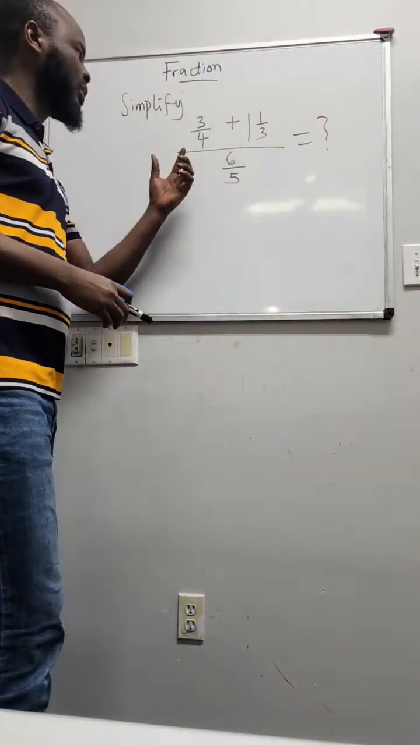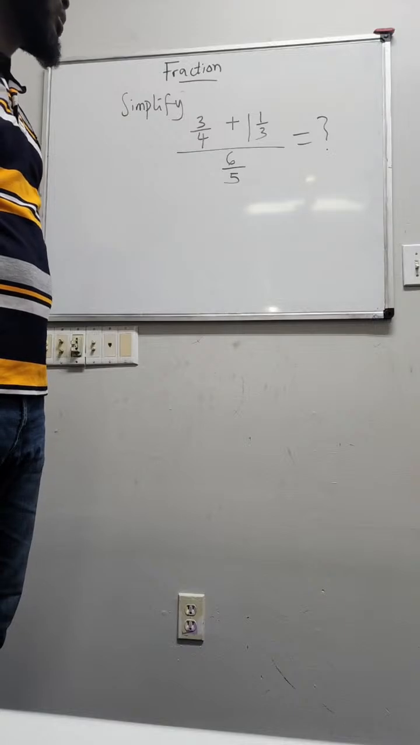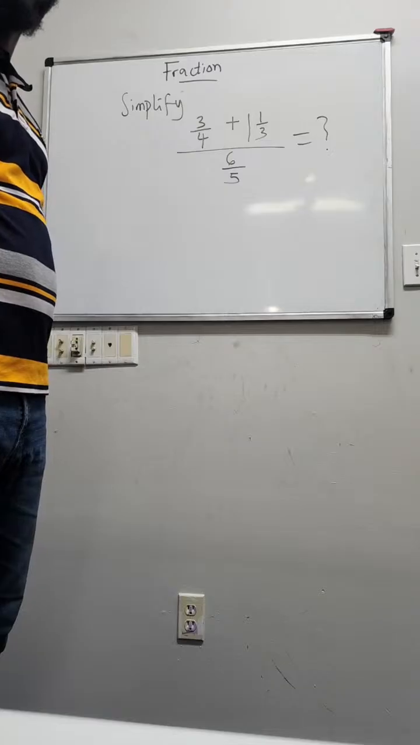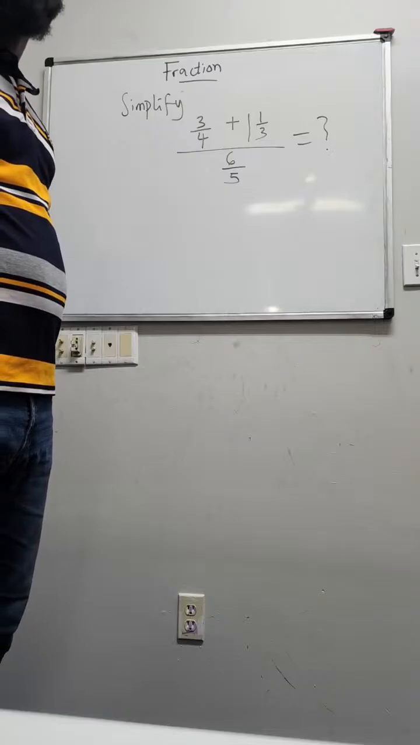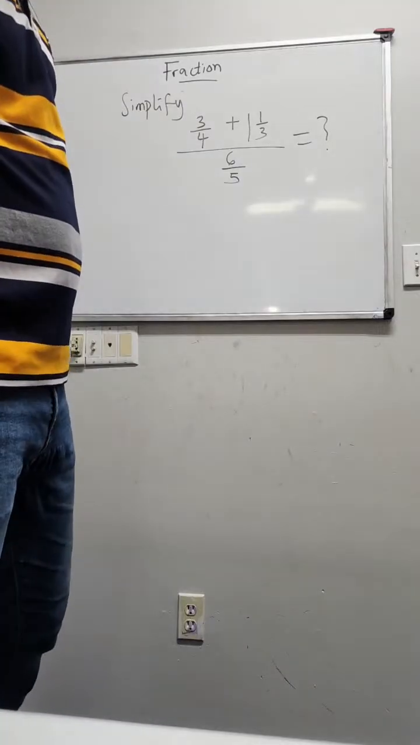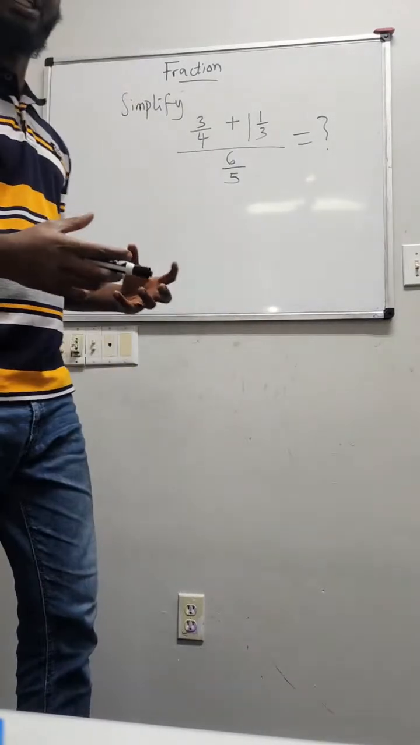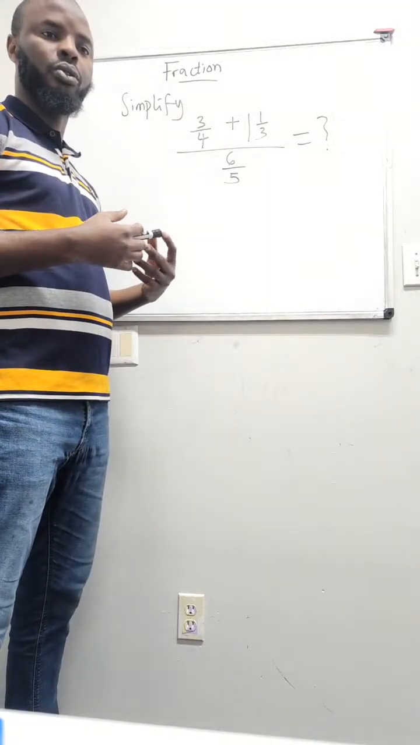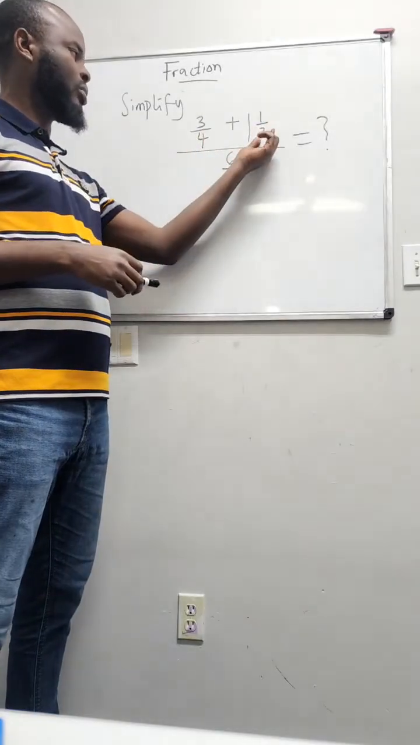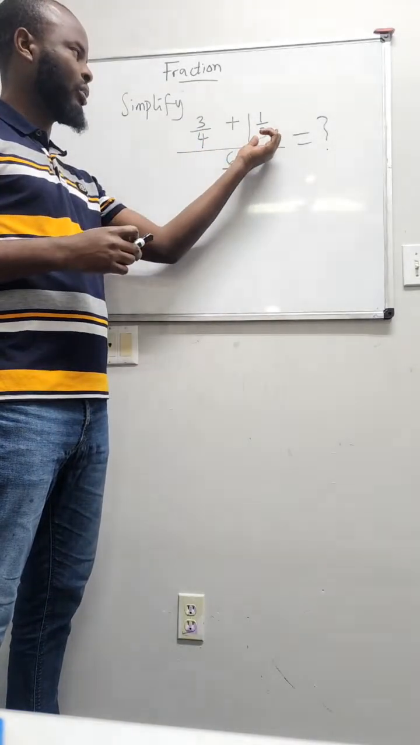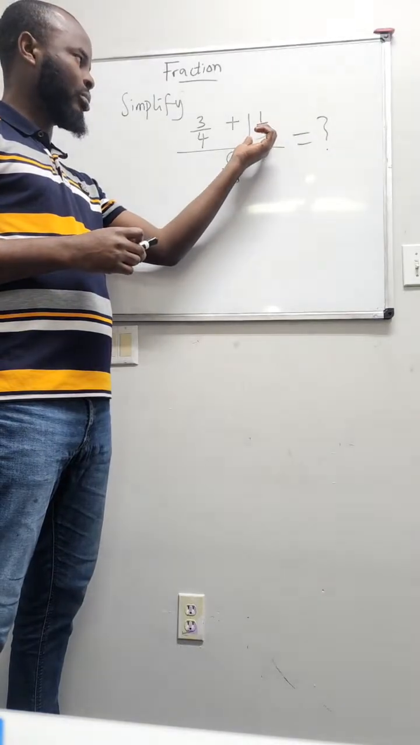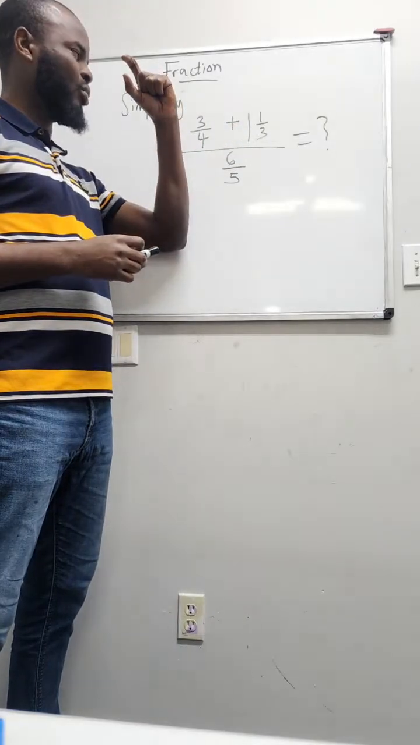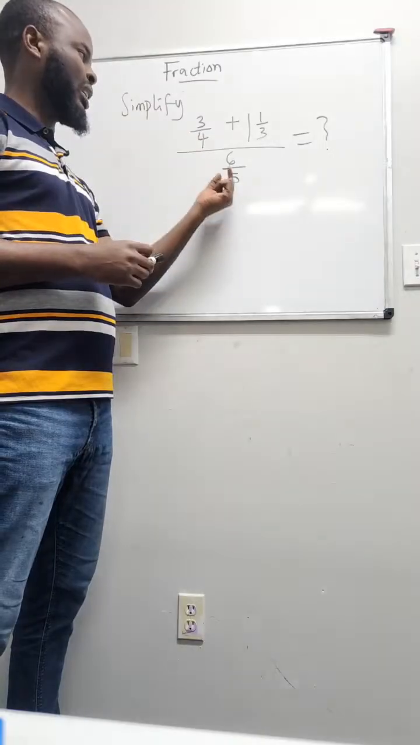Here we have 3 over 4 plus 1 whole number 1 over 3, dividing everything by 6 over 5. What is the answer to this? So, what you just have to do here is use the same approach I've used, same rules, the same method. You convert this from mixed fraction to improper fraction. After you convert this to improper fraction, you add up the two together and you get a single value. After which you can divide by 6 over 5.